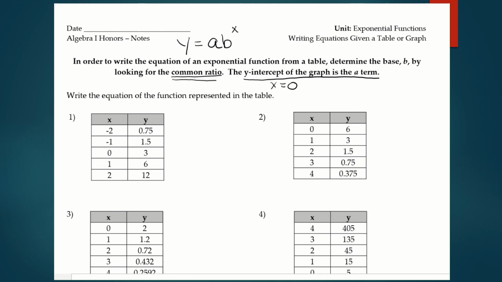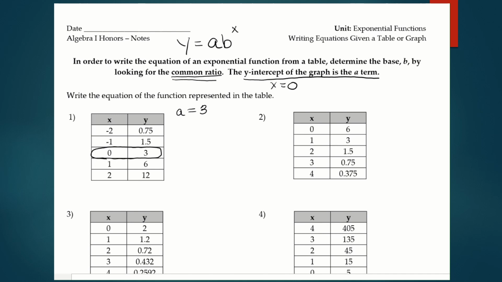So let's go ahead and get started. Write the equation of the function represented in the table. So looking at number 1, my y-intercept is right here. Here's my x value of 0. When x is 0, my y value is 3. So my y-intercept, don't forget, goes along with the a term. So a is 3. Now b might be a little bit trickier.